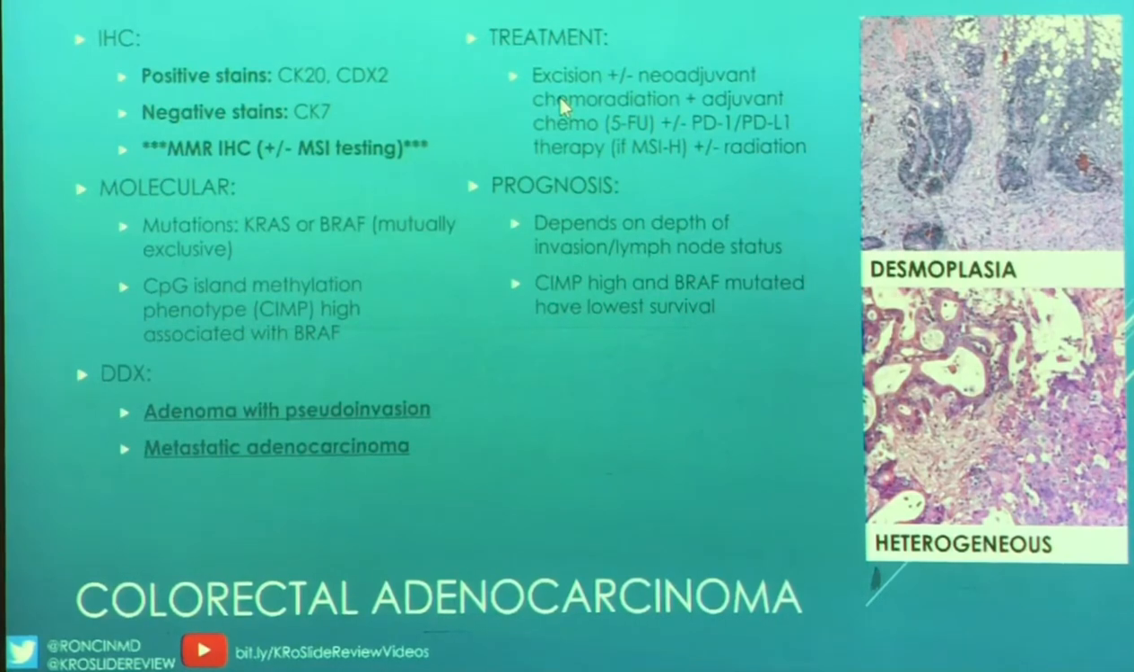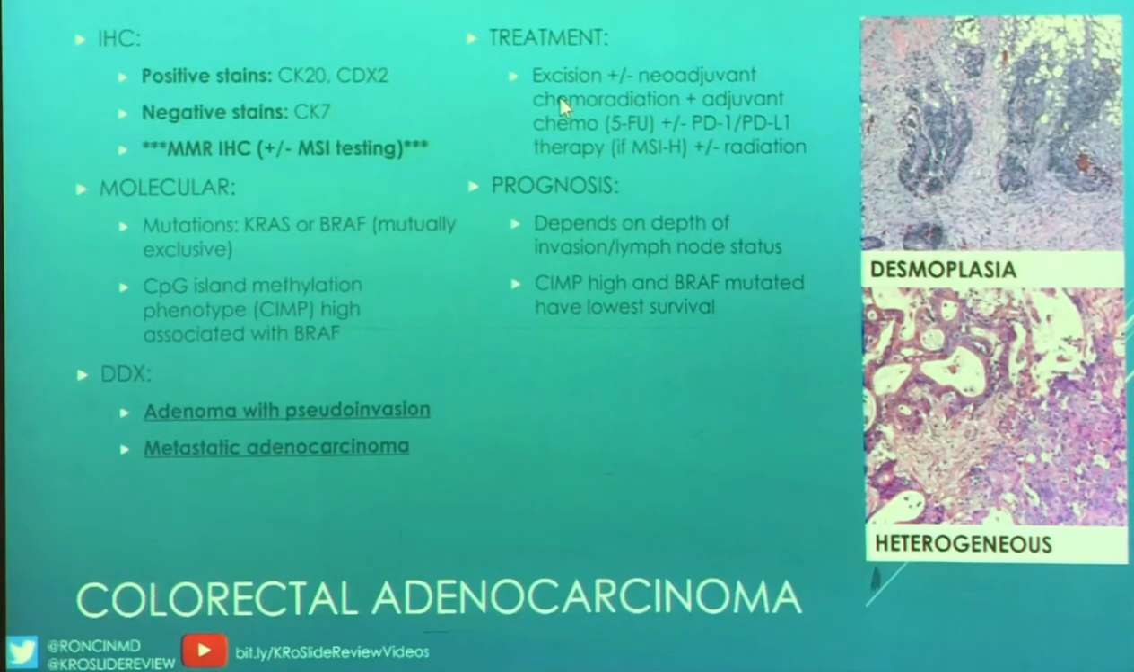For these, they do excision, so usually at least a segmental colectomy, with or without neoadjuvant chemoradiation, and then more adjuvant chemo, and 5-fluorouracil is the chemo of choice for that. They may or may not do PD-L1 treatment if they're MSI high, and they may or may not do radiation. So there's a lot of different things that they can do with colorectal adenocarcinoma. Your overall prognosis depends on depth of invasion and lymph node status, as with most tumors. And if you have BRAF mutations as well as CIMP high, those patients tend to have the lowest survival.